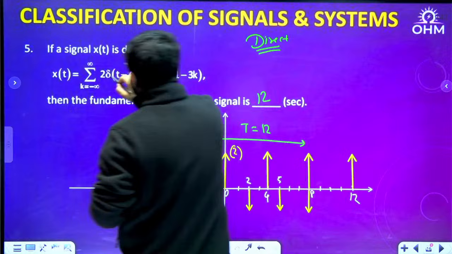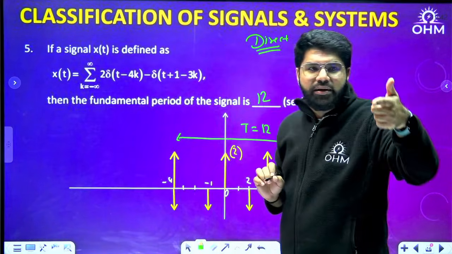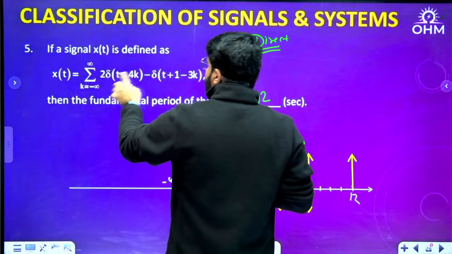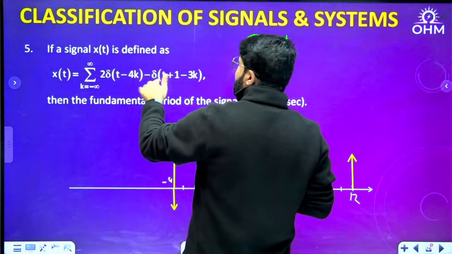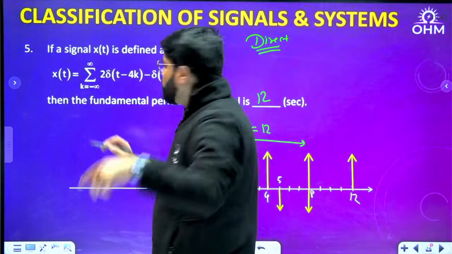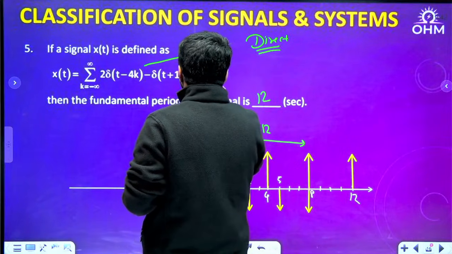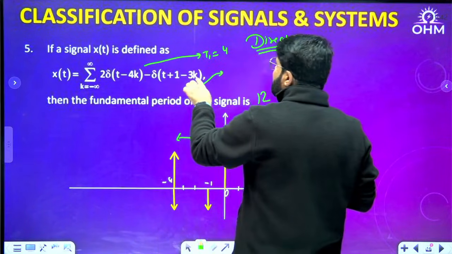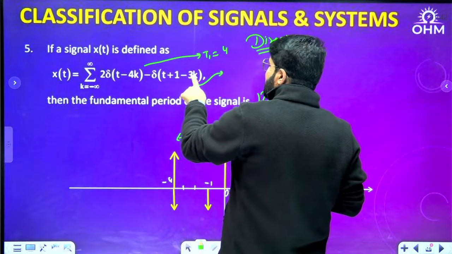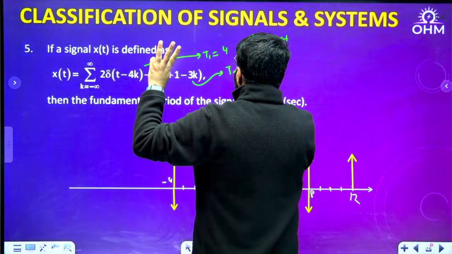See, delta t minus 4k, without plotting, just think in the mind. Delta t, then delta t minus 4, delta t minus 8, delta t minus 12. So the impulse is repeating after 4. That means if I only focus on the first signal, the period will be 4. If I focus on the second signal, because of the 3k factor, the repetition is minus 3, minus 6, minus 9, so the gap will be 3 units. So the second time period is 3.